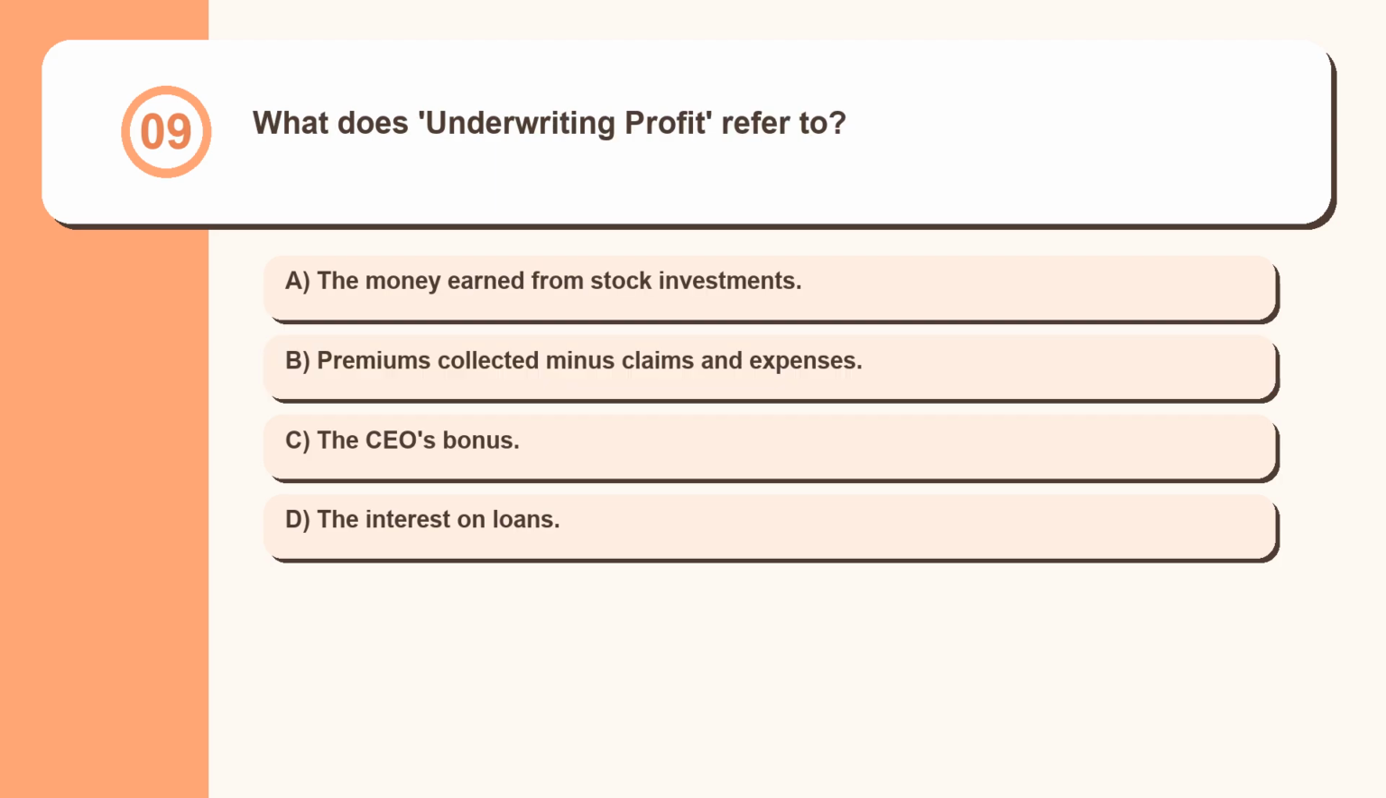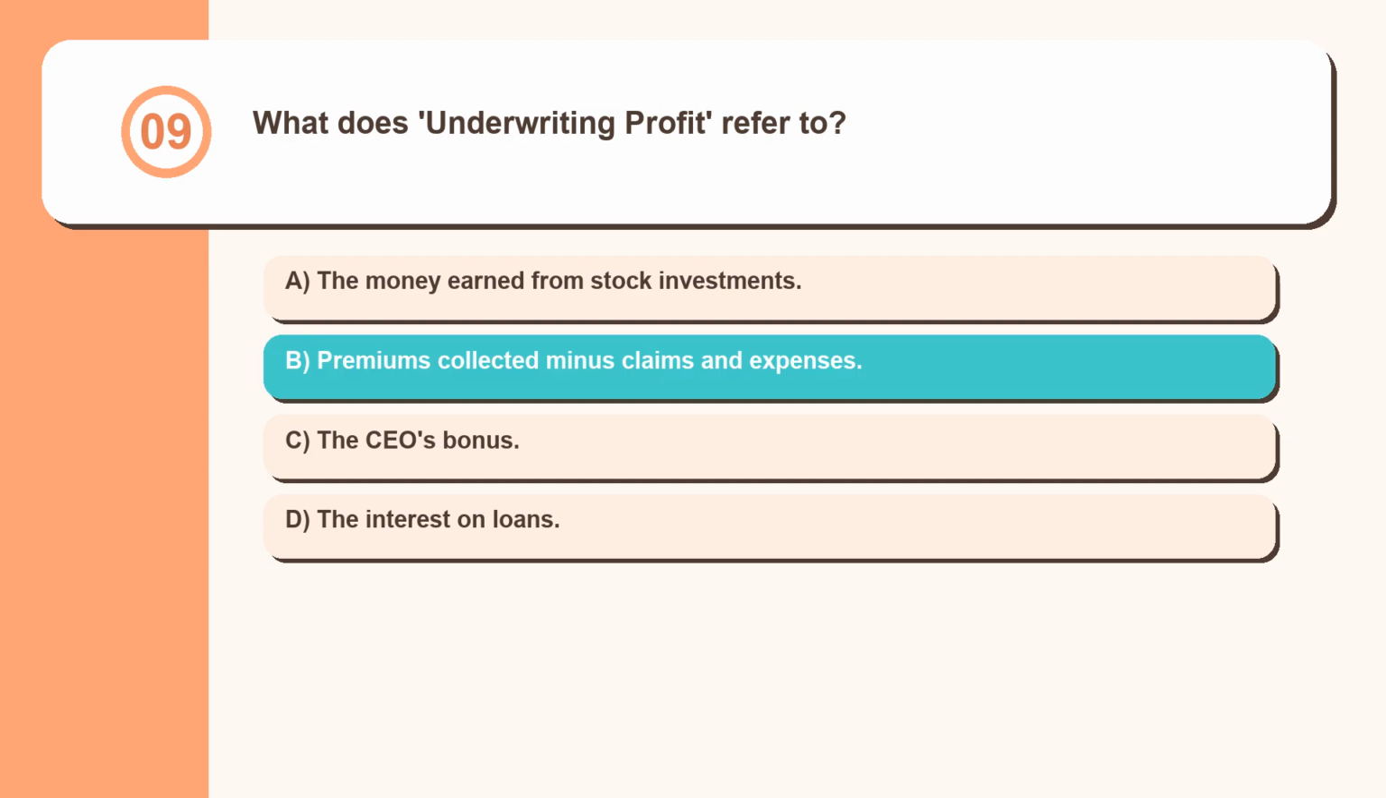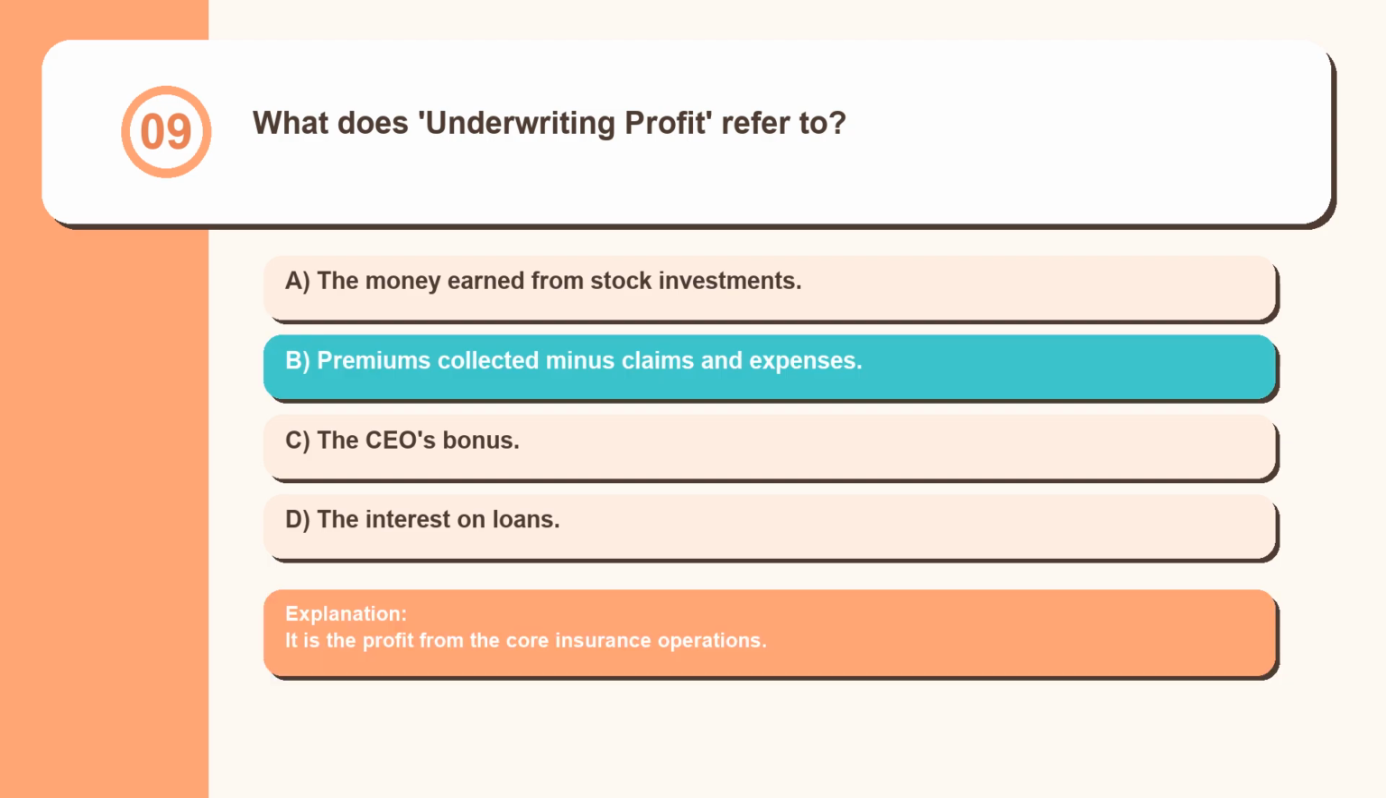Question 9. What does underwriting profit refer to? The money earned from stock investments, premiums collected minus claims and expenses, the CEO's bonus, the interest on loans. It is the profit from the core insurance operations.